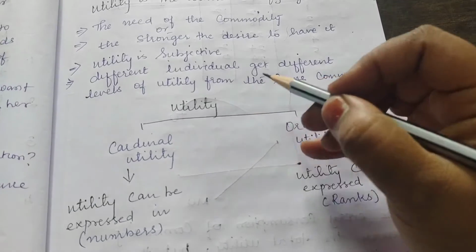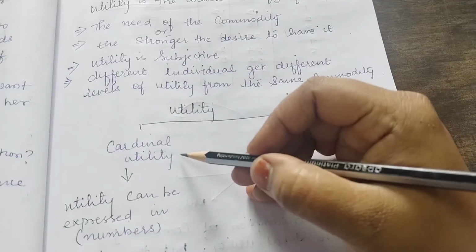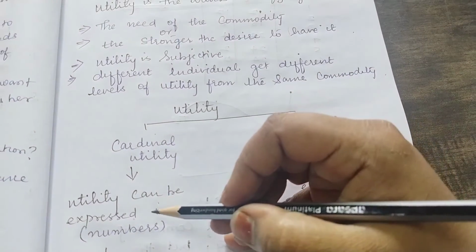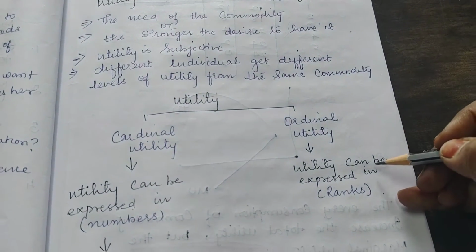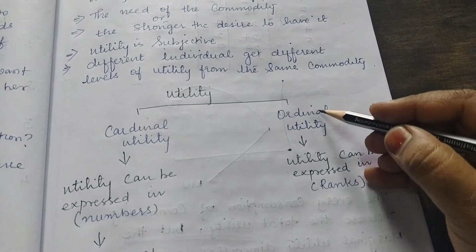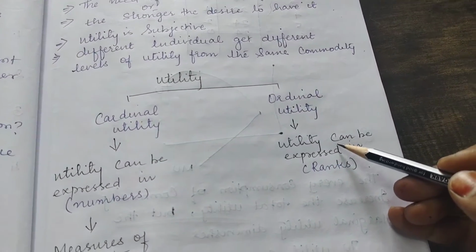So utility is of two types, cardinal utility and ordinal utility. The utility which can be measured in numbers is called cardinal utility. The utility which can be expressed in terms of ranks is called ordinal utility. It is based on the quantity and it is based on the quality.